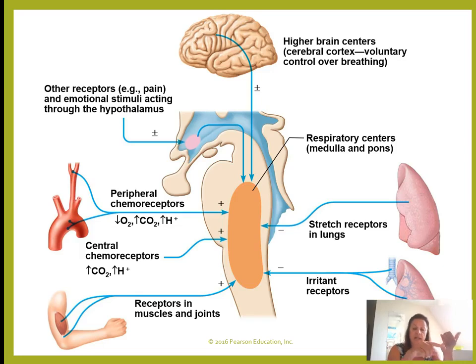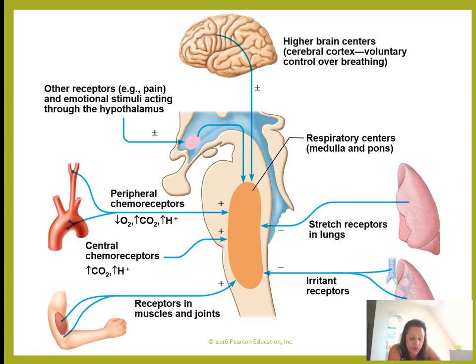So for carbon dioxide, rising carbon dioxide results in an increase in hydrogen ions. An increase in hydrogen ions decreases the blood pH. Oxygen, obviously we want to make sure that we have enough oxygen in the body. So obviously decreasing oxygen is going to cause our respiration rate to go up.